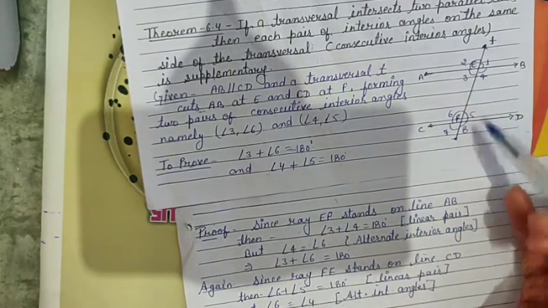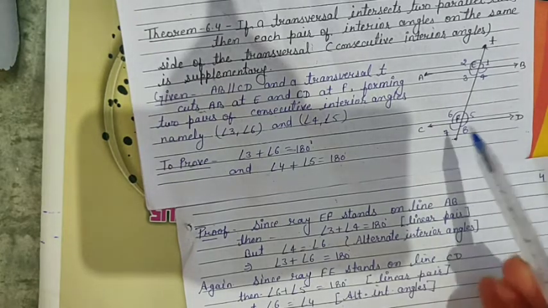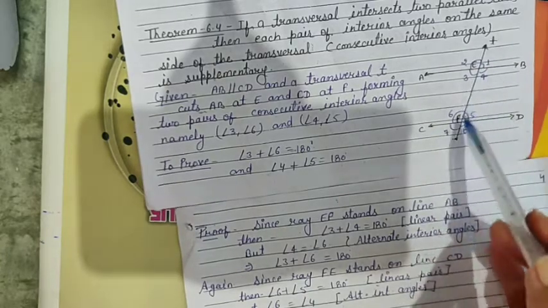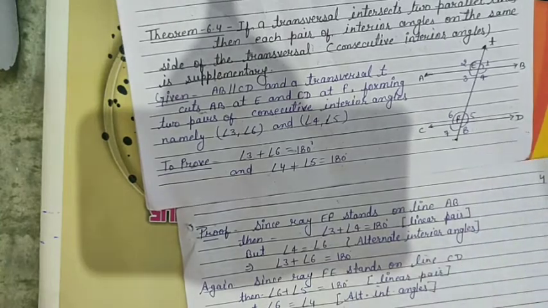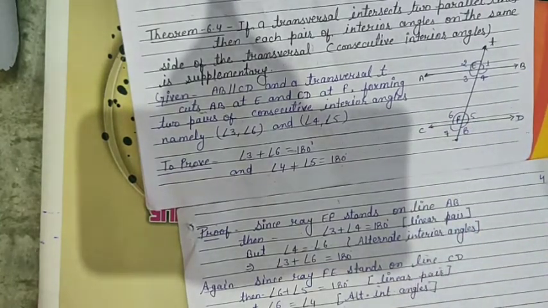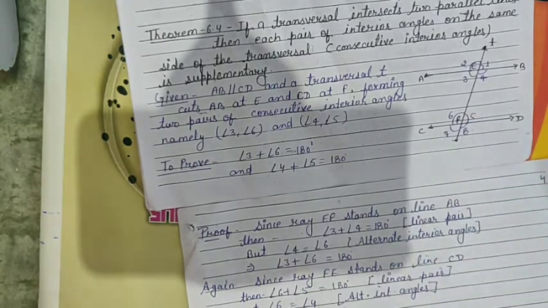Now we have to prove angle 4 plus angle 5 equals 180 degrees. Since EF is a ray, and FE or EF is the same thing, and it stands on line CD, it means angle 6 and angle 5 form a linear pair. So angle 6 plus angle 5 equals 180 degrees.